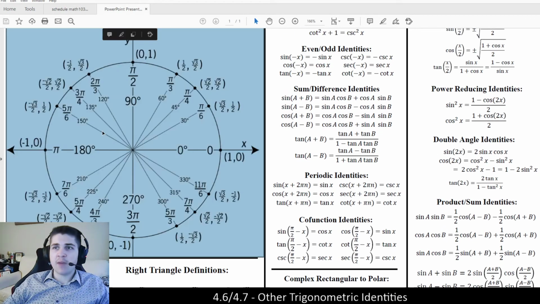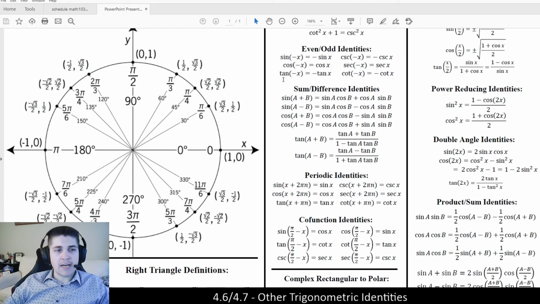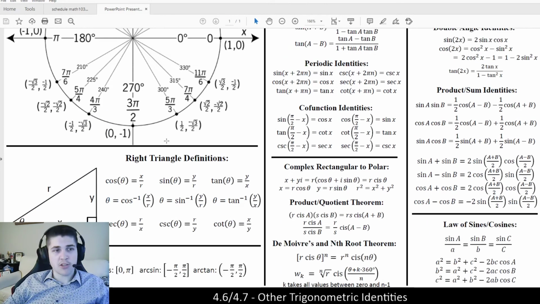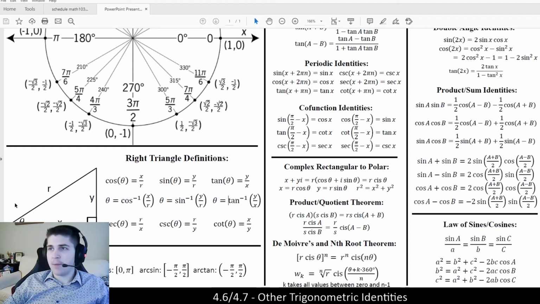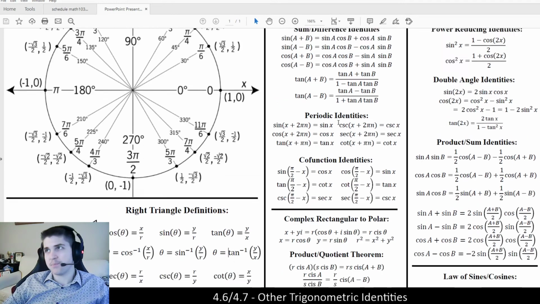On here we have the basic unit circle, which is something that I expect you guys to memorize, but since we're online, it's kind of hard to impose that restriction. We also have SOHCAHTOA, the right triangle definitions. I even put the range of the inverse functions on here as well, which we talked about back in 4.8, but it's a tricky thing to remember when we're trying to use inverse functions.